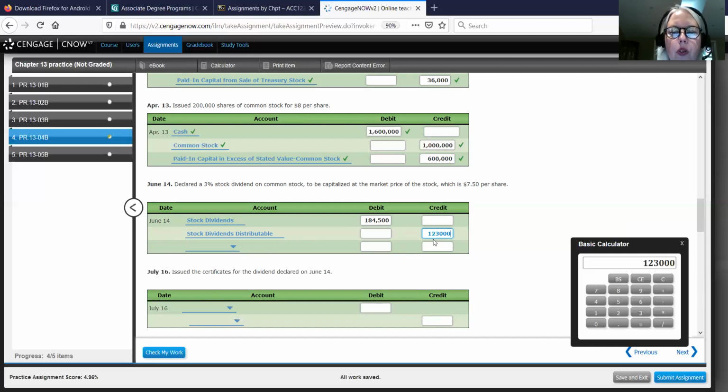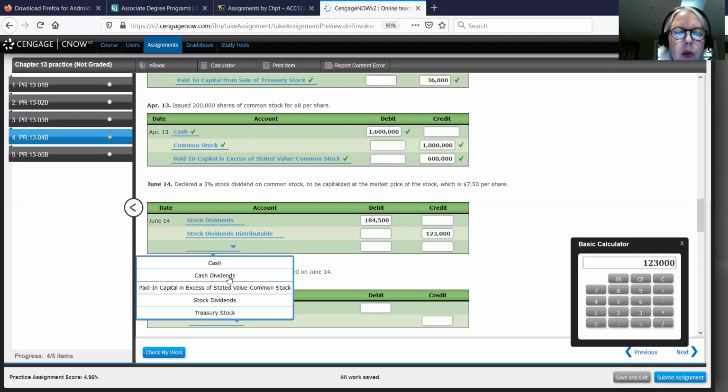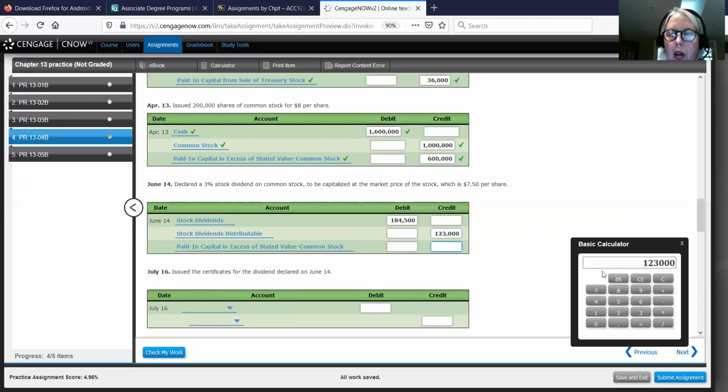And because there's a difference between the stated value and the market price per share, that difference is going to go into the paid-in capital account in excess of stated value on the common stock. So we're taking our debit of $184,500, and we're going to subtract $123,000 from that. And that'll leave you with $61,500.